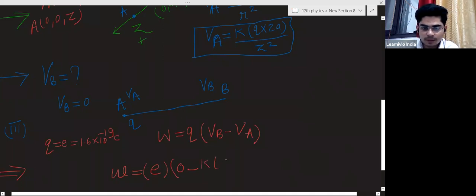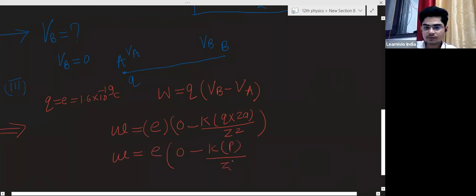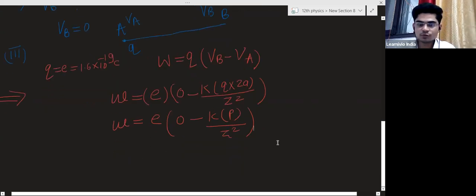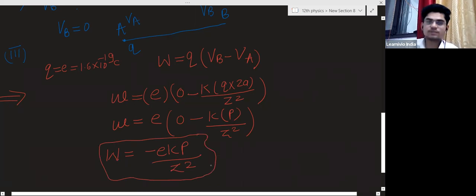This is the value of potential at A: K Q into Z square, minus K Q into 2a, which is the value of the dipole. This is Z square. So from here, the work comes out to be minus E Kp divided by Z square. This is the final answer.